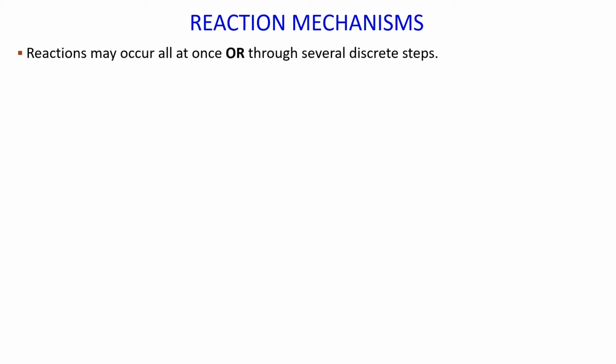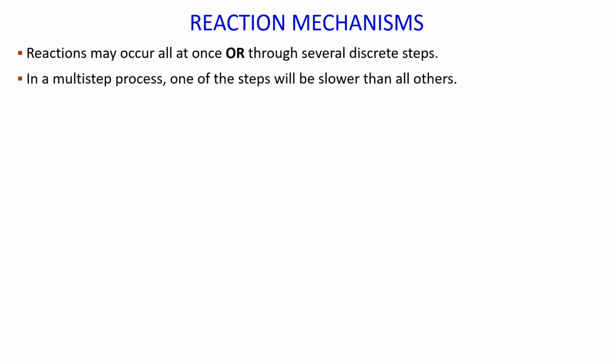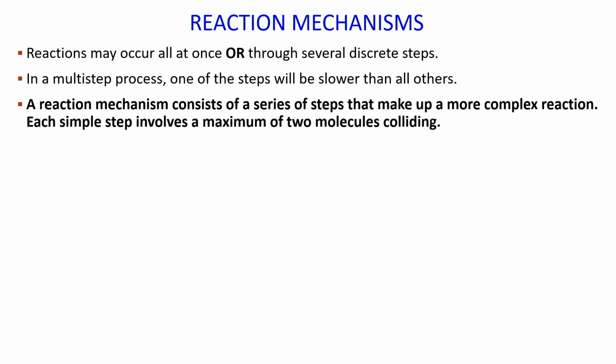Reactions might occur all at once, so we have a one-way reaction that starts from reactants and produces the final products directly in one single reaction, or we could have several discrete steps for producing the desired products. In a multiple step process, one of the steps will be slower than the others. A reaction mechanism consists of a series of steps that make up a more complex reaction.